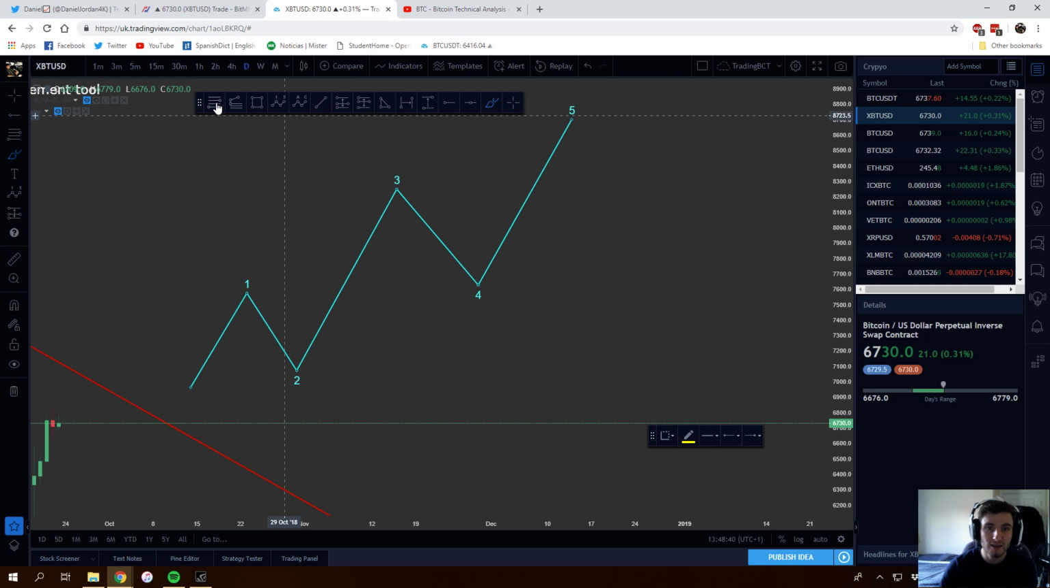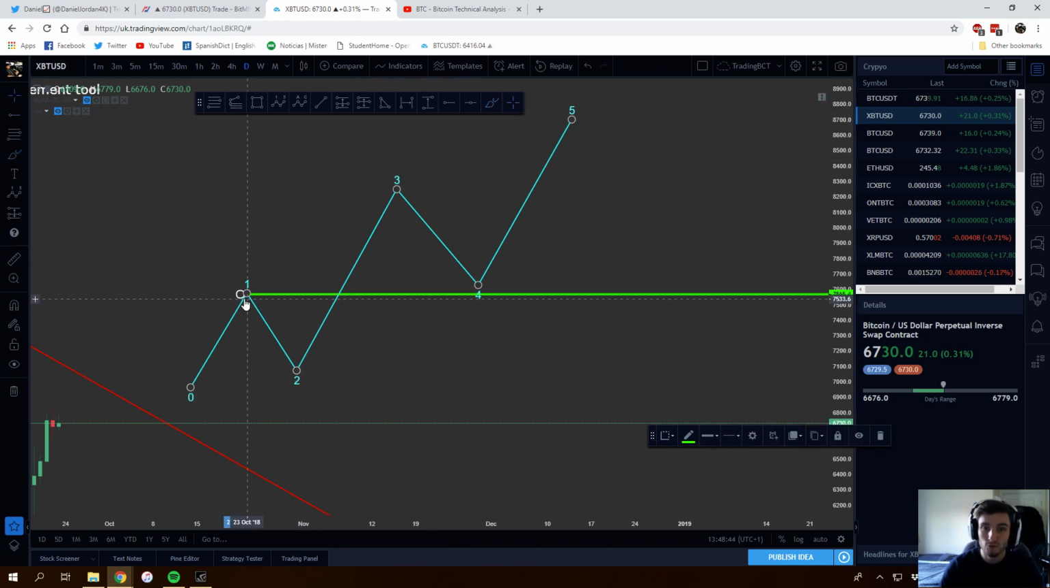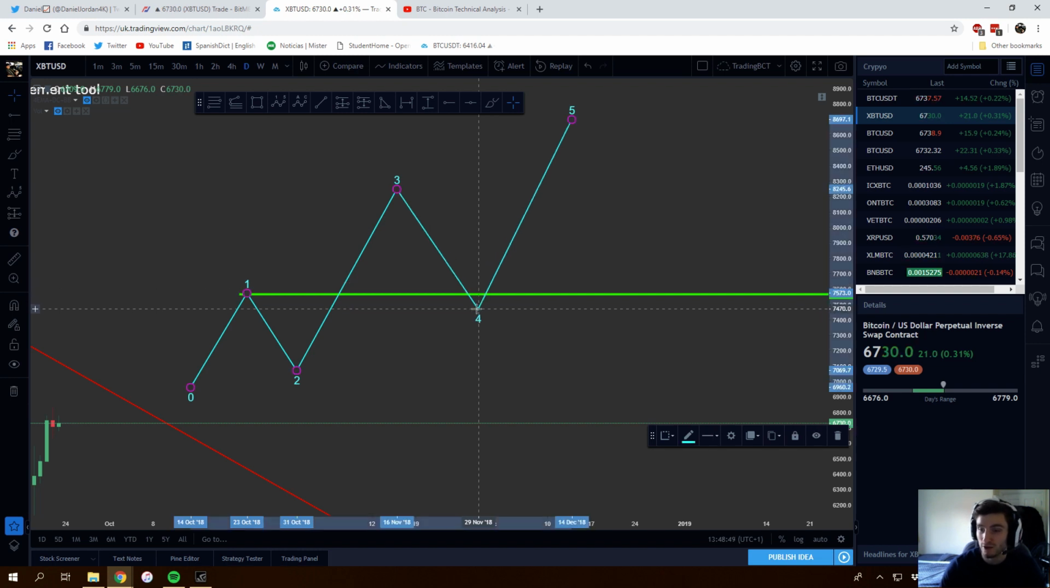Obviously, we would be buying again here. I'd be looking at the top of wave 1 acting as support. We know that wave 4 cannot retrace into wave 1. A candle cannot close below wave 1 territory.